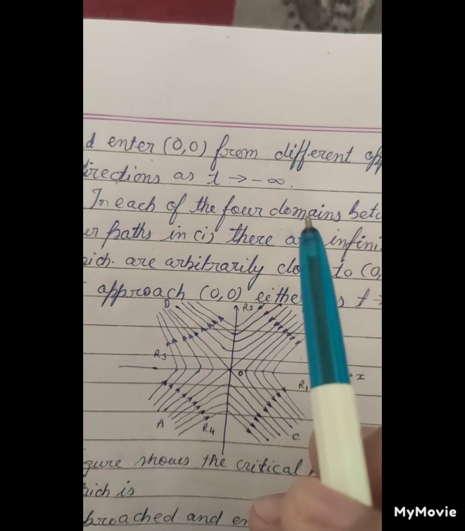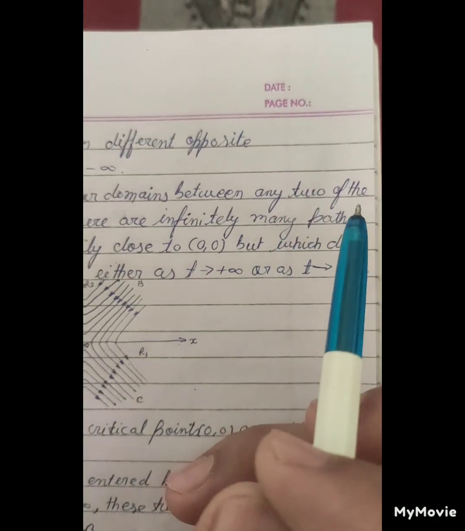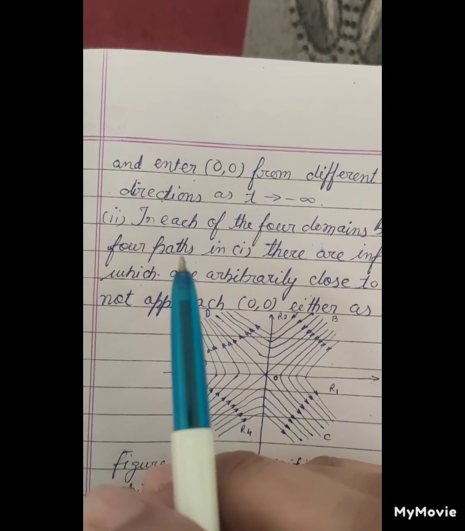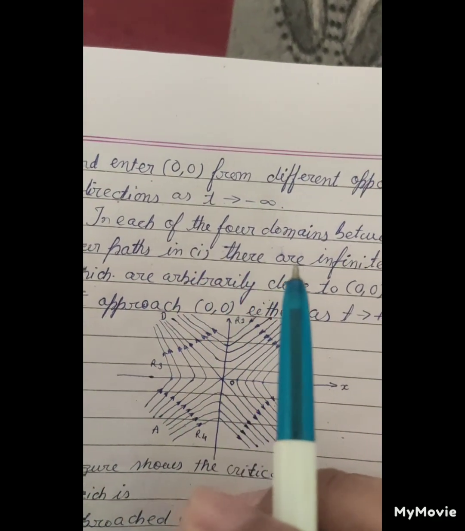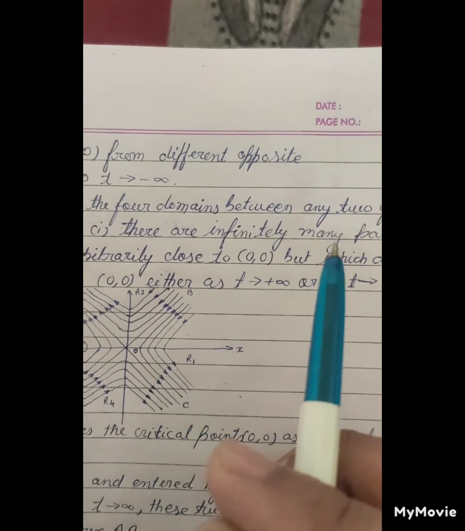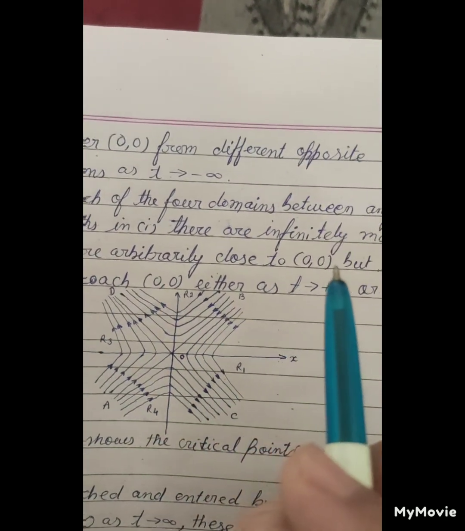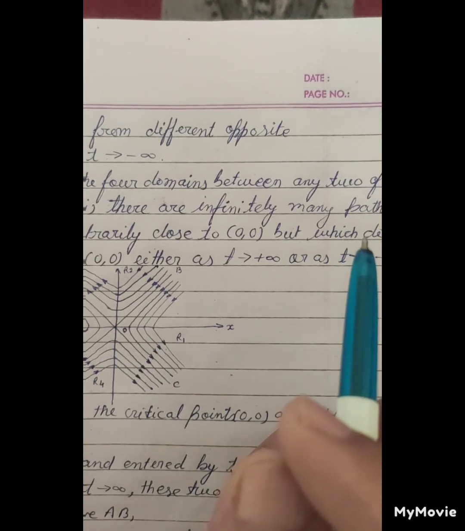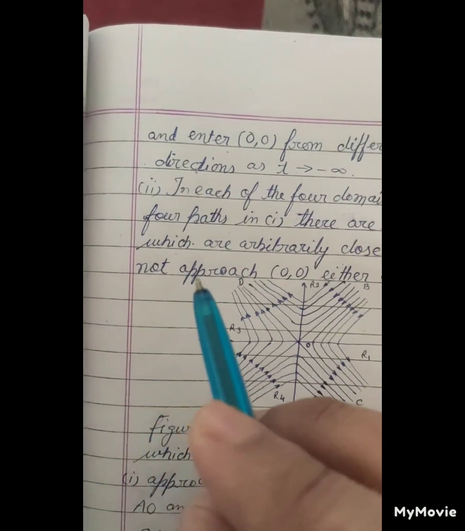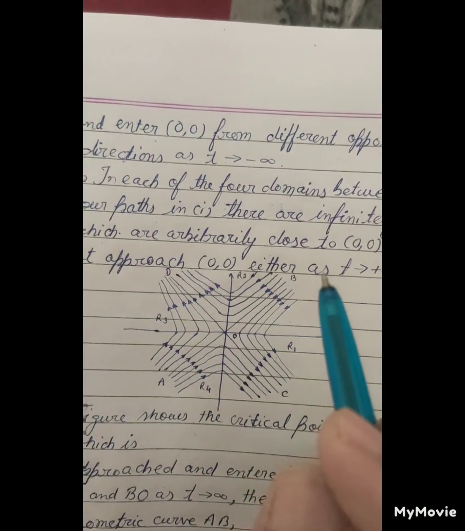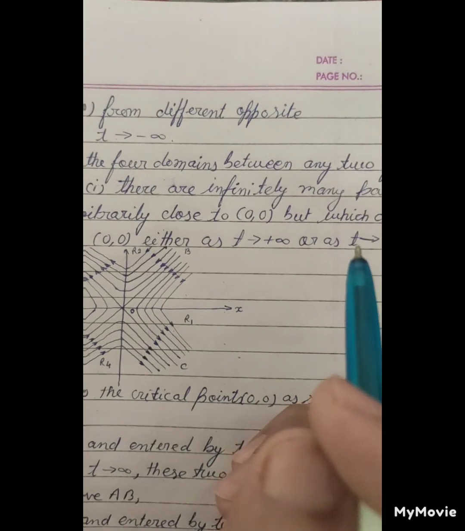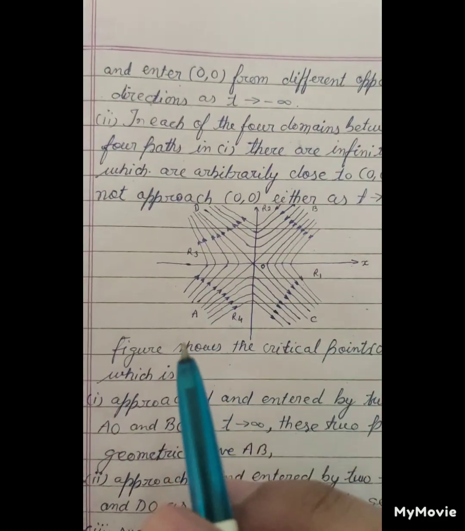Second, in each of the four domains between any two of the four paths, there are infinitely many paths which are arbitrarily close to (0,0) but which do not approach (0,0) either as t tends to plus infinity or as t tends to minus infinity.